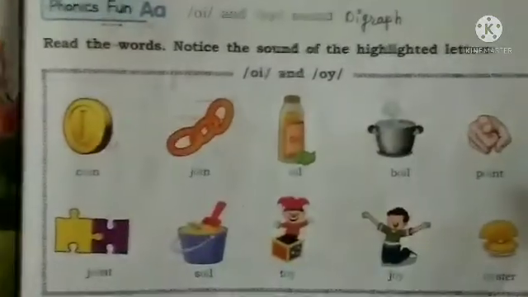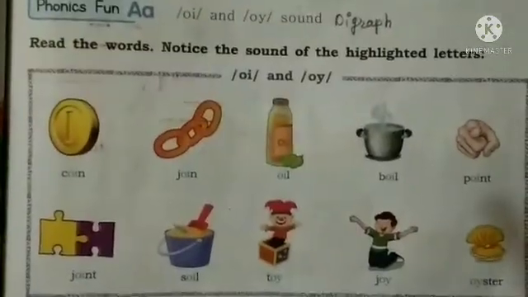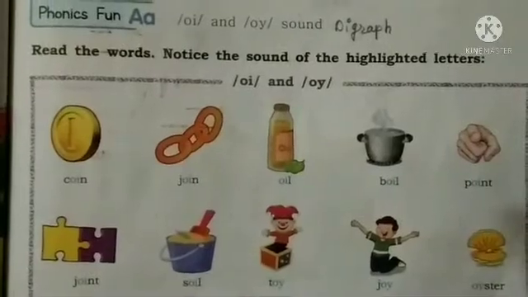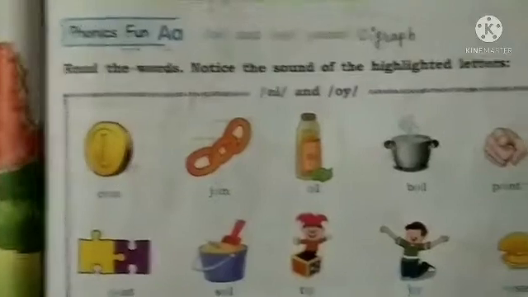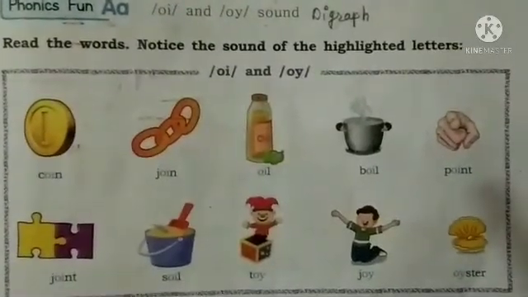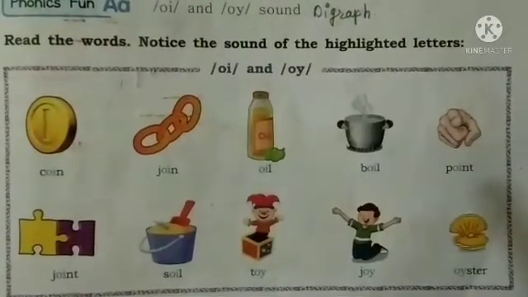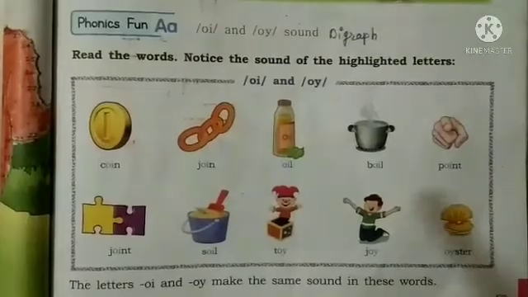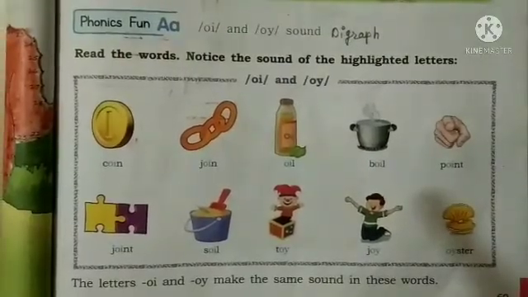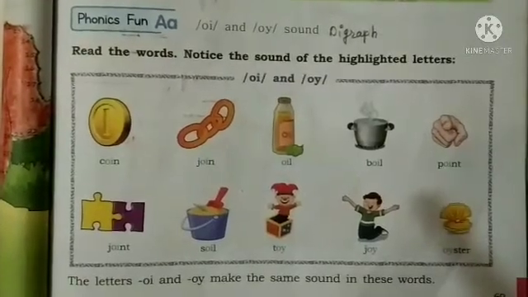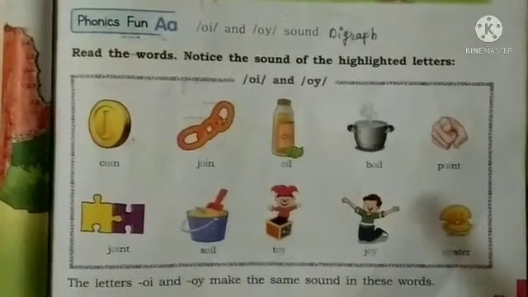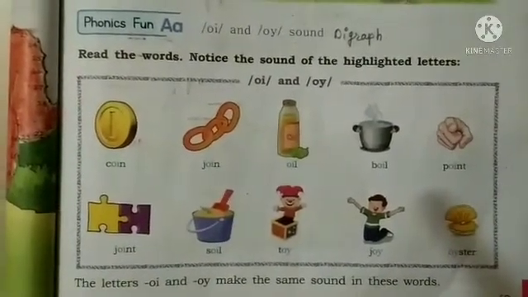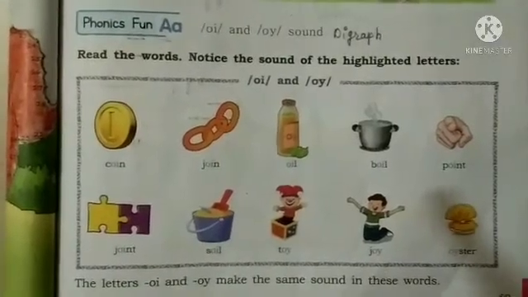After listening activity we did our phonics fun. So in phonics we have oi and oy sound words. The sound of oi is oi and oy is oy. Here we have some more examples like coin, join, oil, boil, point, joint, soil, toil, toy, joy and oyster. So these are some words with oi and oy sound. Now after this we did its textbook exercise, that is question number 1 and 2. So that we completed in the textbook.